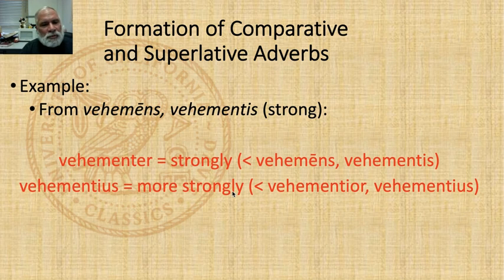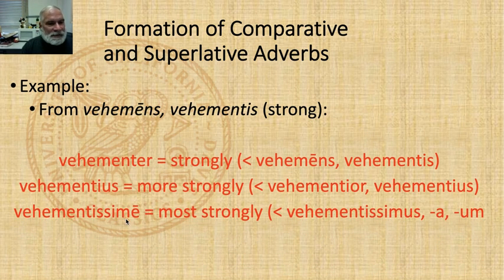Vehementius means more strongly. Remember, it is the neuter form, vehementius, of the comparative adjective, vehementior, vehementius. Vehementior is the masculine and feminine comparative adjective. Vehementius is the neuter. And vehementissime, most strongly, is the superlative form. You take the superlative form of the adjective and you merely turn that final us into an e, and you get vehementissime.